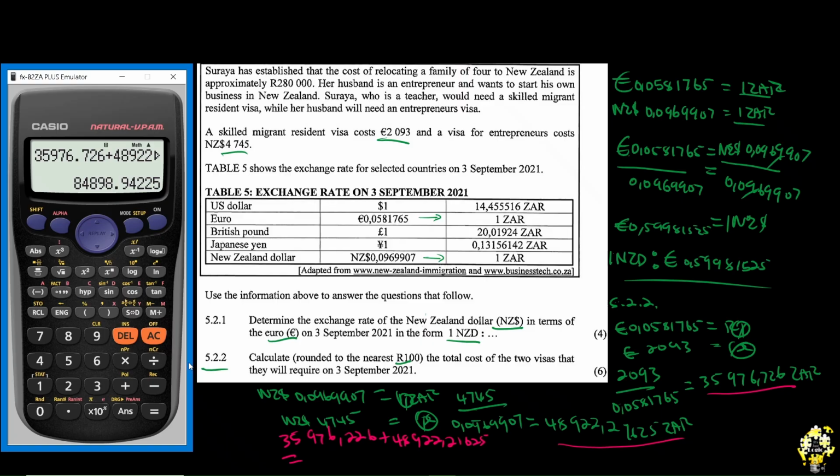Anyways, the answer is supposed to be 84,898.94225. He said we should round it off to the nearest hundred. So it's going to be 84,900. And that, beings of human, it's how you exchange your rates.